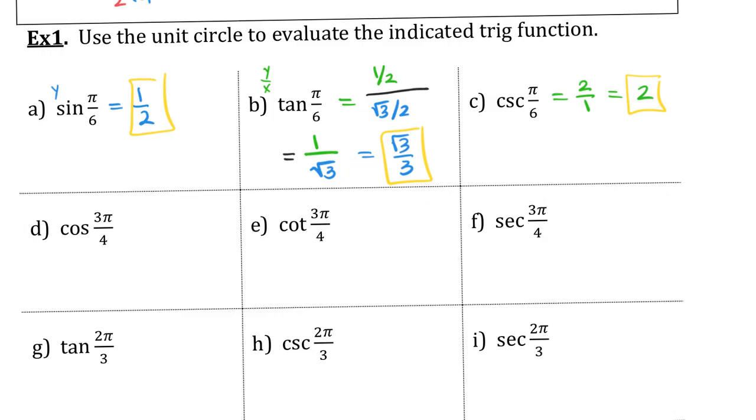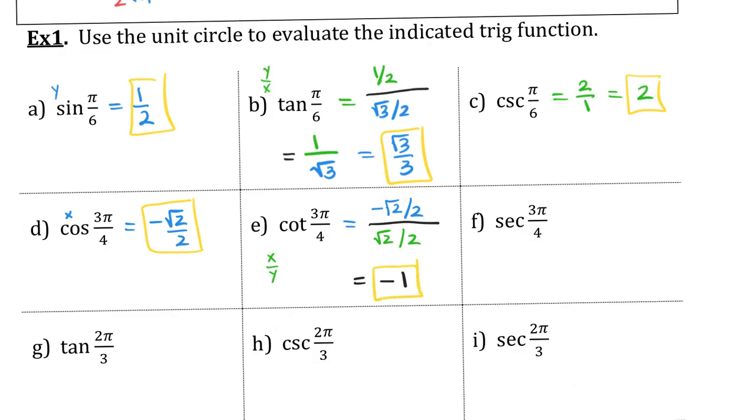3 pi over 4, so cosine of 3 pi over 4. Cosine is the x-coordinate. Let's look at 3 pi over 4. So the cosine of 3 pi over 4 is negative root 2 over 2. Cotangent, what's cotangent? Well, tangent's y over x, so cotangent is x over y. I know the x is negative root 2 over 2 because I just used it on the last problem. The y-coordinate is positive root 2 over 2. What cancels? The 2's cancel, the root 2's cancel. What's left? Just the negative. So the cotangent of 3 pi over 4 is negative 1.